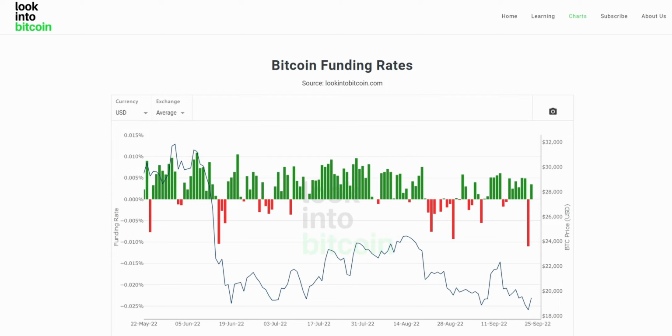Hi everyone, today we're going to be going over the Bitcoin funding rates chart and how you can use this tool to help improve your Bitcoin investing and analysis. This chart, as well as many others, are all freely available on lookintobitcoin.com, your number one source for Bitcoin information.